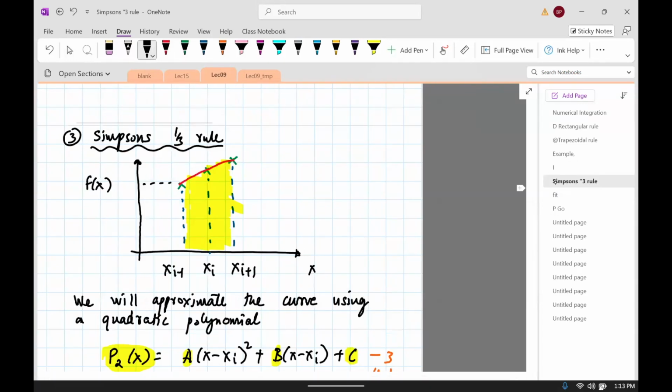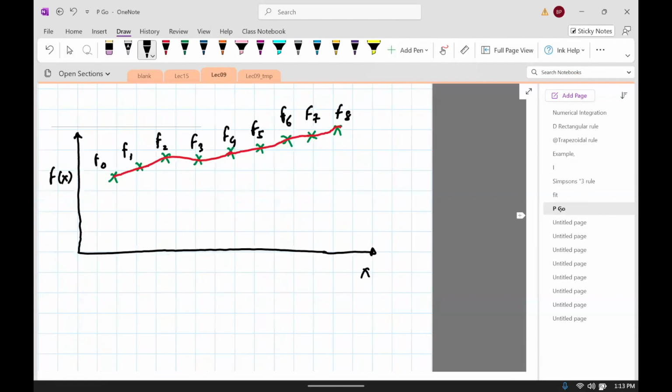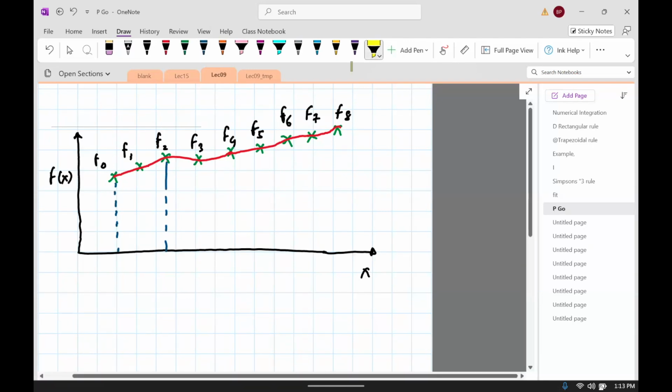We need 3 points to do the integral. So what we need to do here is take 3 adjacent points. So let's take this and this. This would be the first one, right? Because I'm going to curve fit a quadratic on those 3 points.